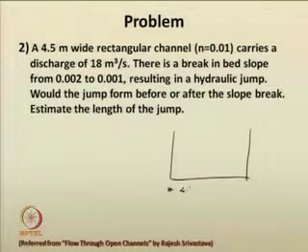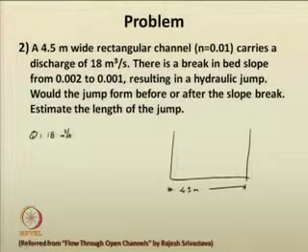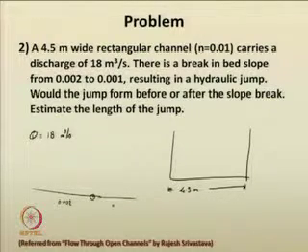4.5 meter wide rectangular channel whose roughness coefficient is given as n equal to 0.01. It carries a discharge of Q equal to 18 meter cube per second. There is a break in bed slope from 0.002 to 0.001. See, if the longitudinal profile is taken like this, there is a break in slope. So, this is 0.002, 0.001 bed slope.